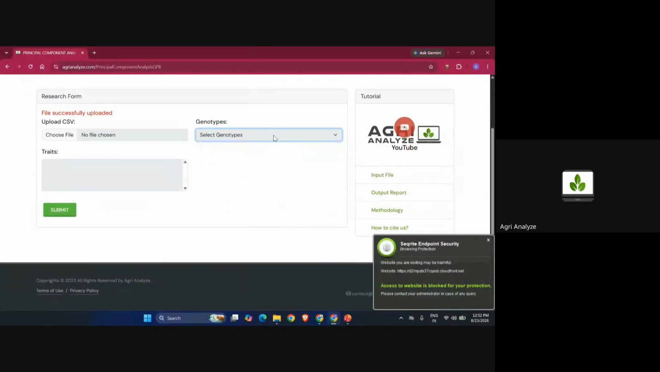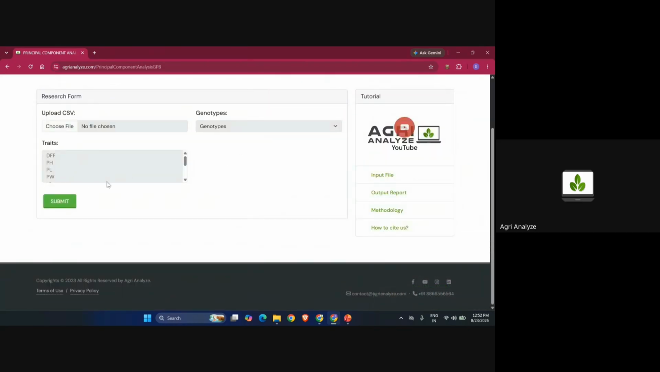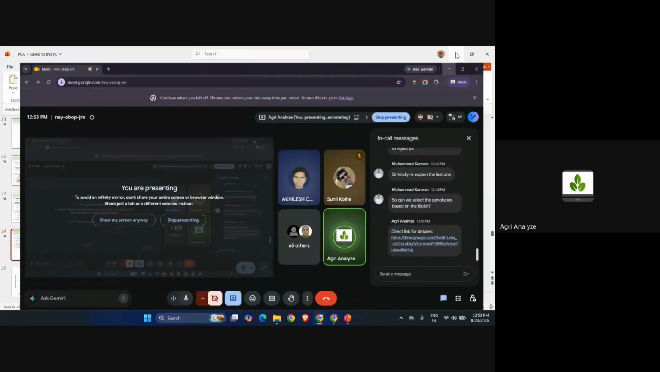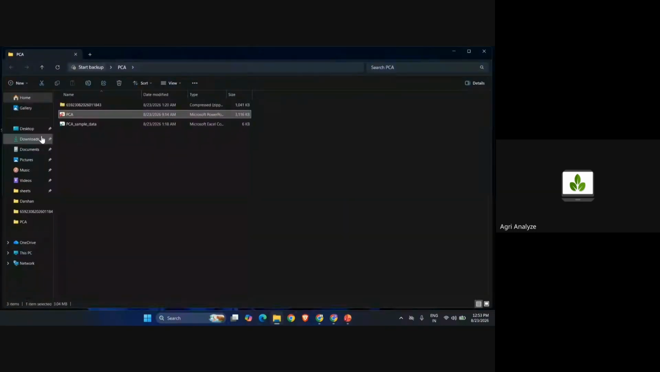Then we have to select the genotype column. So this is the genotypes column. Here the remaining columns are automatically considered as traits. Okay. So first, before we go with this, we have to know our data format.